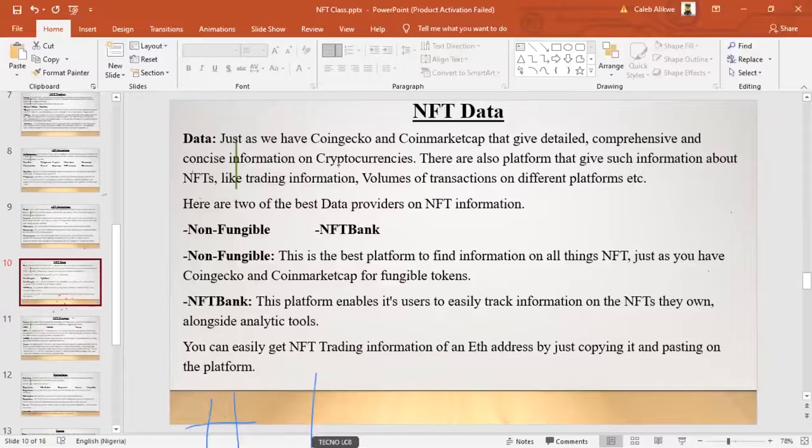So just as we have CoinGecko and CoinMarketCap, you have platforms like Non-Fungible and NFT Bank. Non-Fungible is the best place to get all the information you need about non-fungible tokens. And NFT Bank enables you to easily track information about NFTs using analytic tools. Or the other thing you could do is copy an ETH address and put it on Etherscan and see the certain NFTs that are in there. Then next up, finance.